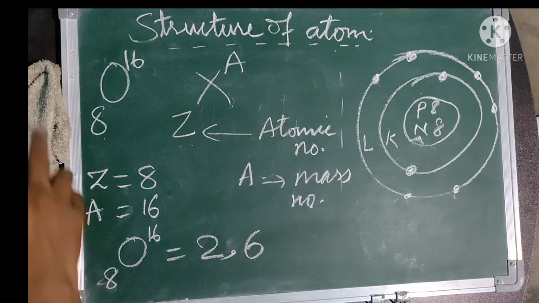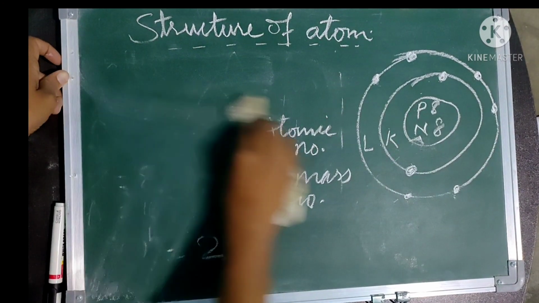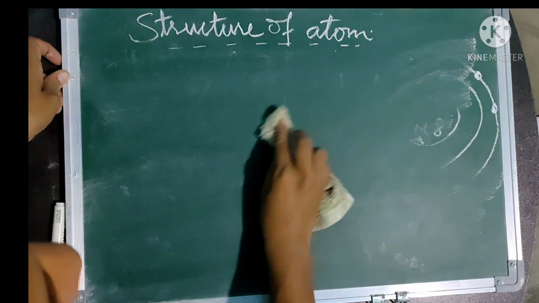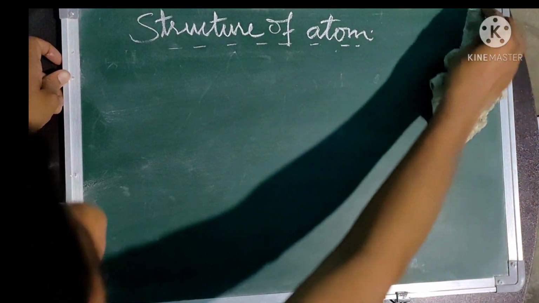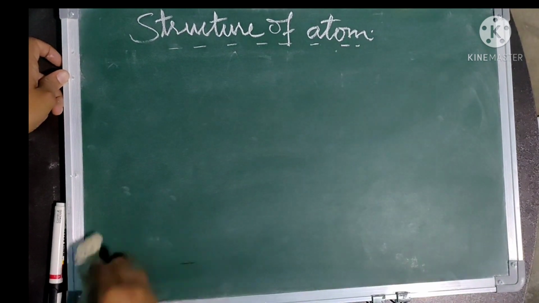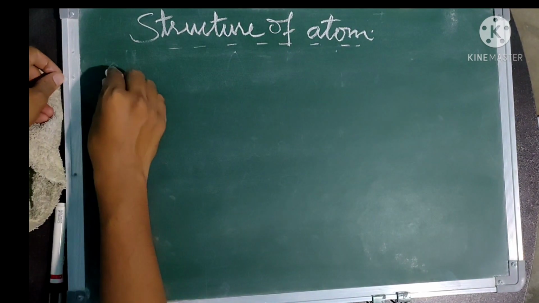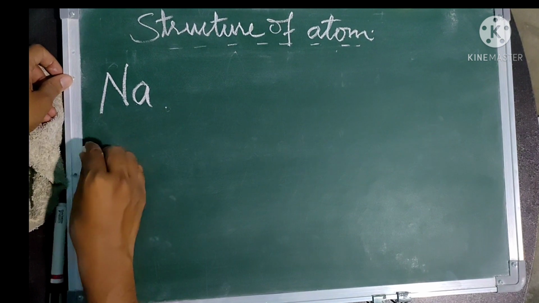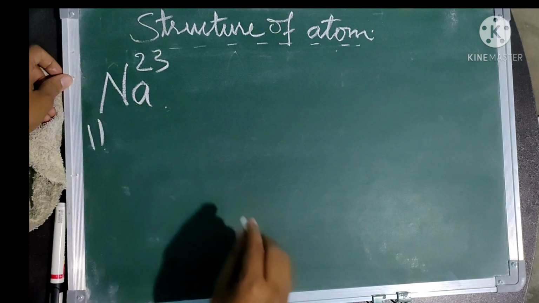One more example we will see, that of sodium atom, our very favorite element, that is because first of all it is very highly reactive, and second of all it is present in our salt, common salt that we eat. So let us see now. Sodium, Na, you can see it in the periodic table. Its atomic number is 11, its mass number is 23.